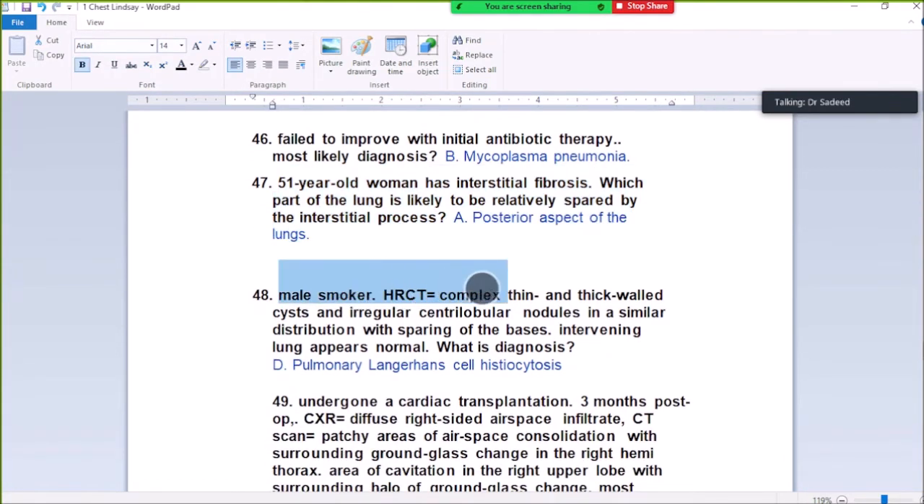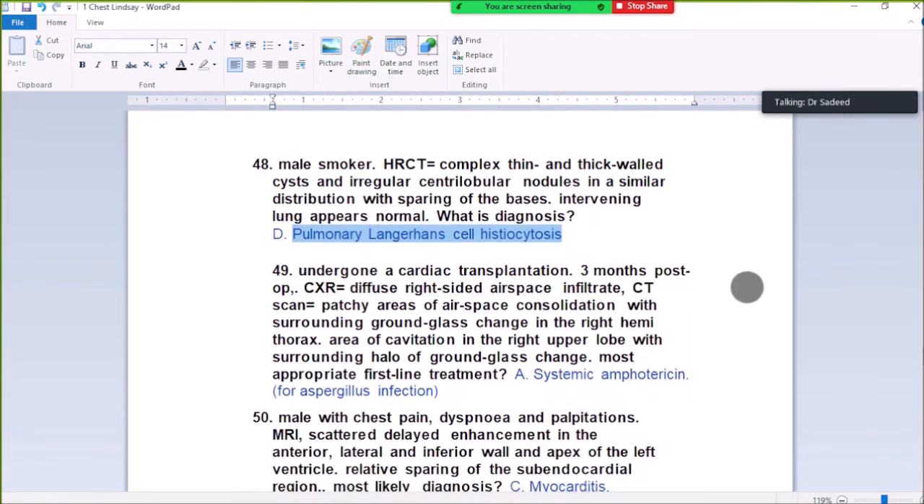Question 48. Male smoker. HRCT shows complex thin and thick walled cysts and irregular centrilobular nodules in a similar distribution with sparing of the bases. The remaining lung appears normal. Most likely diagnosis, Langerhans cell histiocytosis. It is seen in male smokers, with nodules involving the mid and upper zones, sparing the bases, and the intervening lung is normal. Diagnosis is LCH.